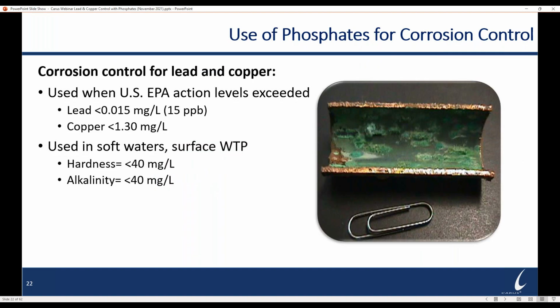Now, typically when we talk about corrosion control for lead and copper, we're talking about systems that are having issues with exceeding the action levels for the current rule of 15 parts per billion for lead and 1.3 milligrams per liter for copper. If you're below 40 hardness, below 40 alkalinity, that kind of soft water typically will have a lot of issues with meeting lead and copper compliance. Now, you obviously can have issues in even hard waters with lead and copper compliance, but those issues pick up steam when you don't have a lot of other content in the water in these soft surface waters.